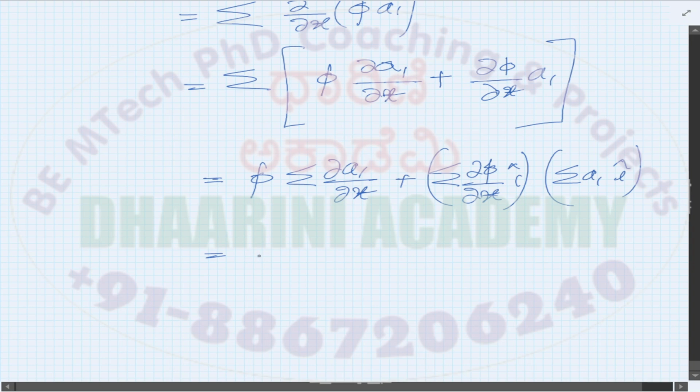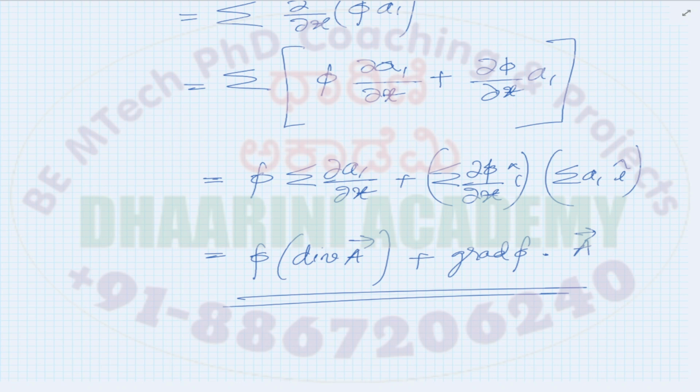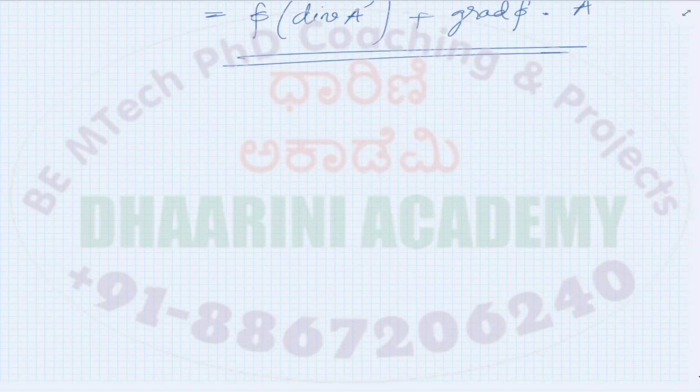So this is equal to phi into summation of dou A1 by dou x, which is nothing but divergence of vector A, plus performing dou phi by dou x into I and taking a summation is nothing but gradient, grad phi, dot the summation of this, which is nothing but vector A itself. So that is the RHS. So we proved that identity like this. Okay, next identity. This is also pretty important.